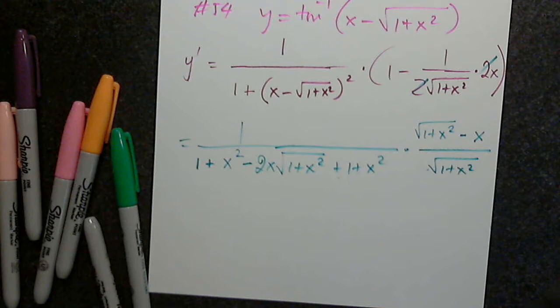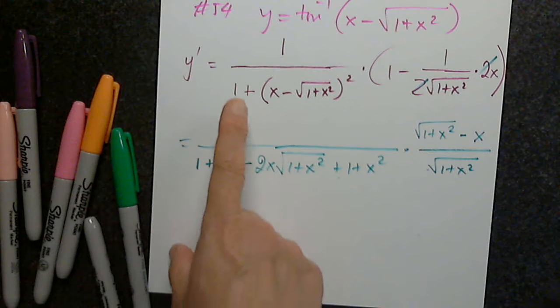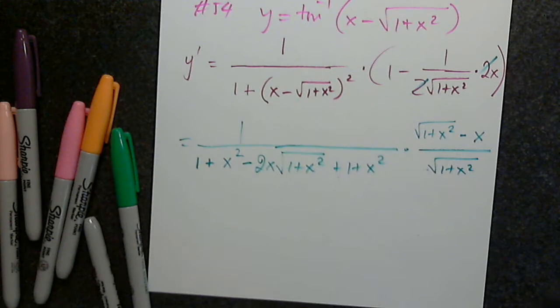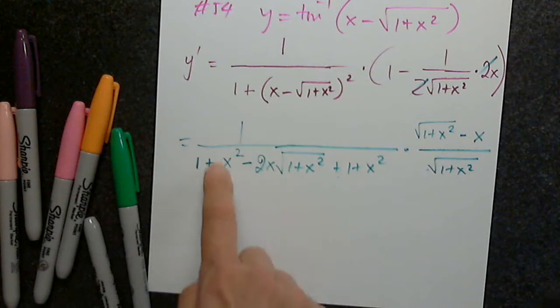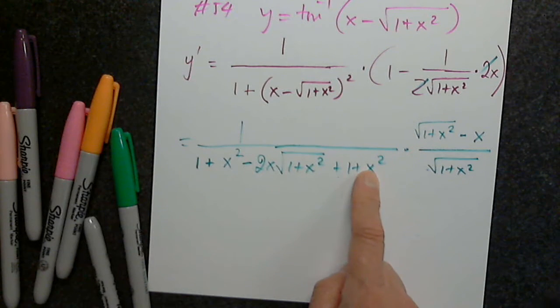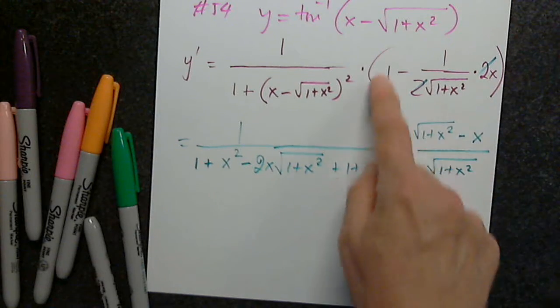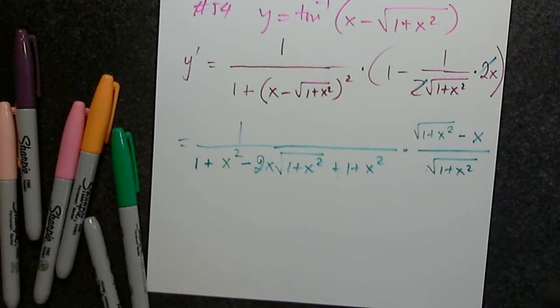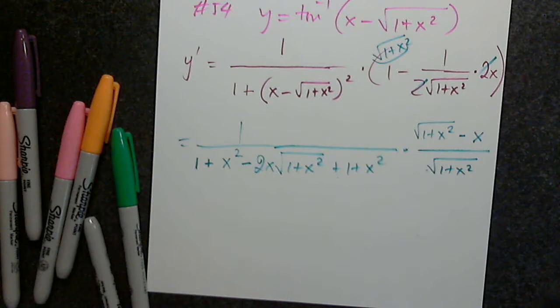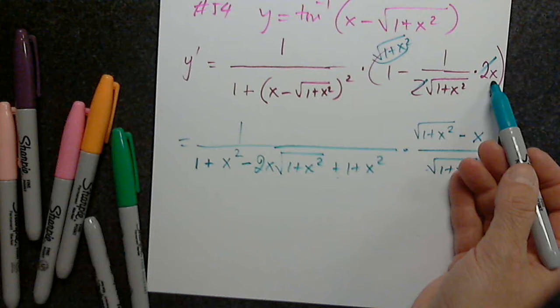So let's see if we understand what I just did. I copied the 1, and I squared a binomial, sort of, but I had to have 3 terms. The first term squared minus 2 times the first times the second, plus the second term squared. Here I found that the least common denominator was the square root of 1 plus x squared. So I had to multiply this 1 by the square root of 1 plus x squared, and then minus x.